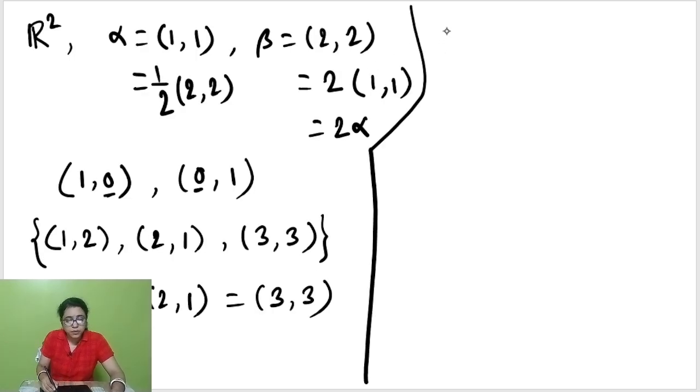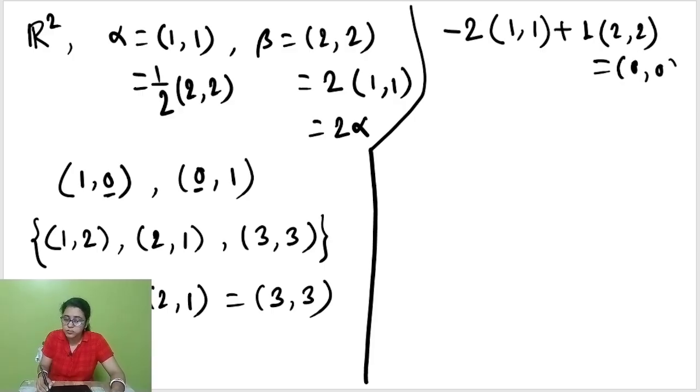For the first example, we can see that if we just write down minus 2 into alpha, that is the first vector, plus 1 into beta, then this combination becomes the 0 vector. So we are getting non-zero scalars minus 2 and 1 for which the combination becomes the 0 vector, and therefore the vectors alpha and beta are linearly dependent vectors.